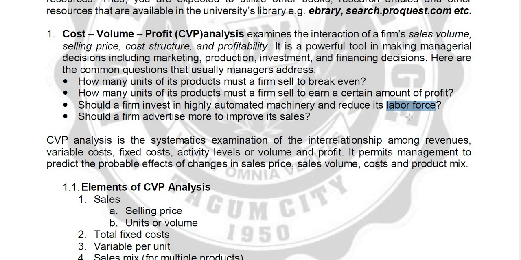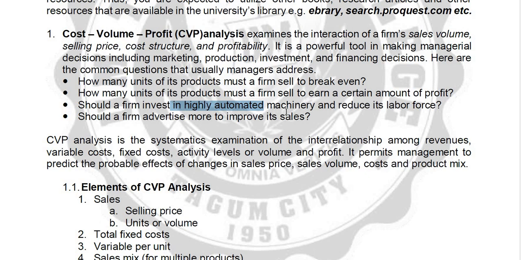Now, if mataas yung sales volume, pero highly automated ka, so marami kang machine na in-invest sa business mo, so most probably, kahit pa tumaas ang volume ng production, kasi meron ka ng fixed cost at a certain level. So as long as it's within the capacity of the machine, so no need anymore to increase your fixed cost. So what does that mean?